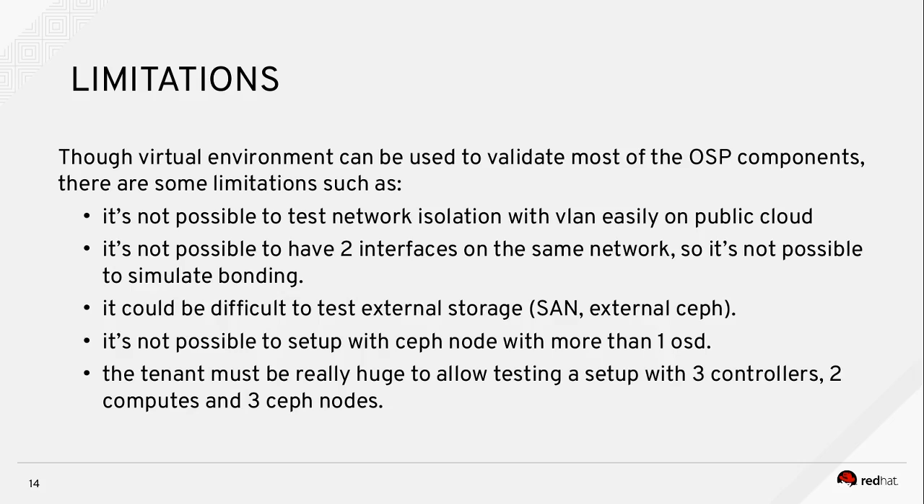On our setup, it's not possible to test network isolation with VLAN easily, because we need to modify the MTU for the whole platform to be able to do that. It's also not possible to have two interfaces on the same network for an instance, so we can't test bonding. It could be difficult to test external storage, SAN or external Ceph. And also, with Python tripleo-helper, at this time, it's not possible to have more than one OSD per Ceph node. The last thing we need is a huge tenant to be able to test a big deployment with 3 controllers, 2 compute, and 3 Ceph nodes.